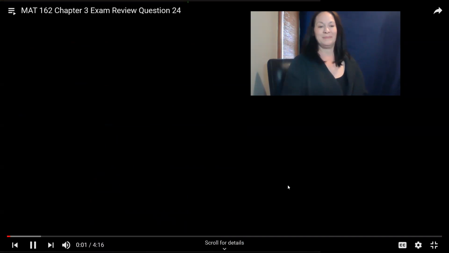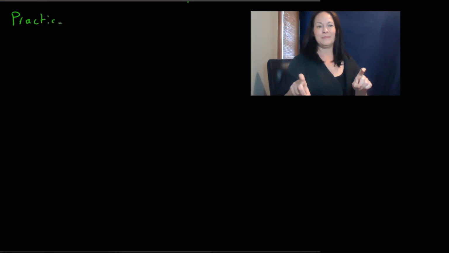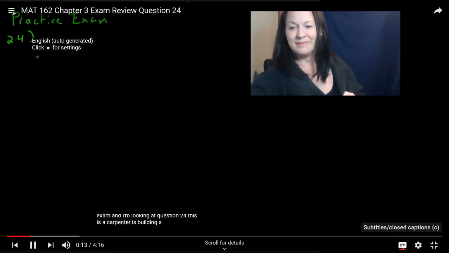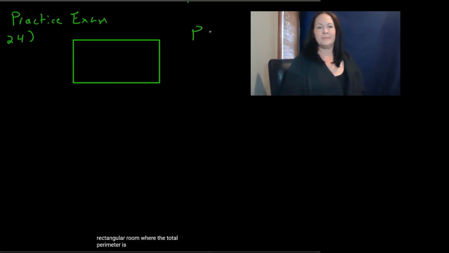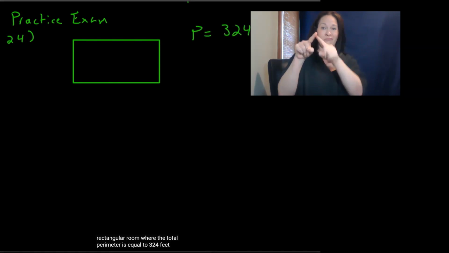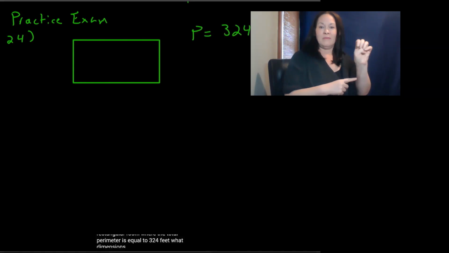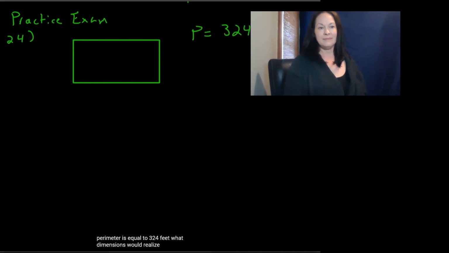So I'm looking at the practice exam, and I'm looking at question 24. It says a carpenter is building a rectangular room with a fixed perimeter. So I have a rectangular room where the total perimeter is equal to 324 feet. What dimensions would realize the maximum area?